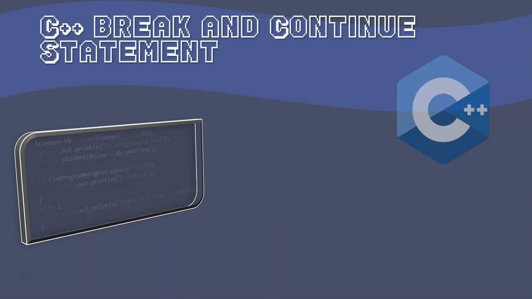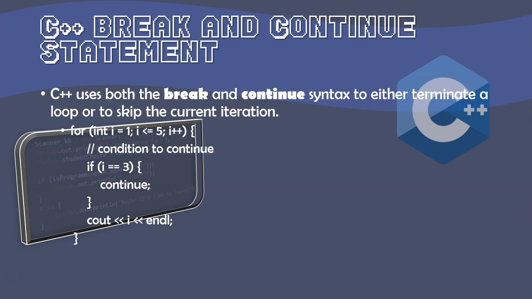Now, C++ also has the break and continue statements. C++ uses both break and continue syntax to either terminate a loop or to skip the current iteration. So this is an example of using a continue statement. We have for int i equals 1, i is less than 5, i plus plus. We're setting up a condition to continue, which is i equals 3. If it does equal that, we simply say continue, so it skips that current iteration and moves on to the next one.